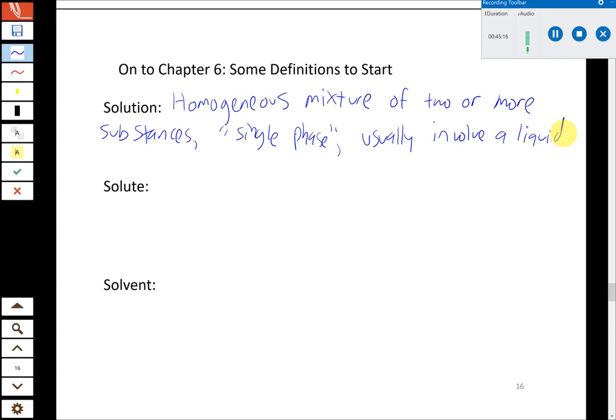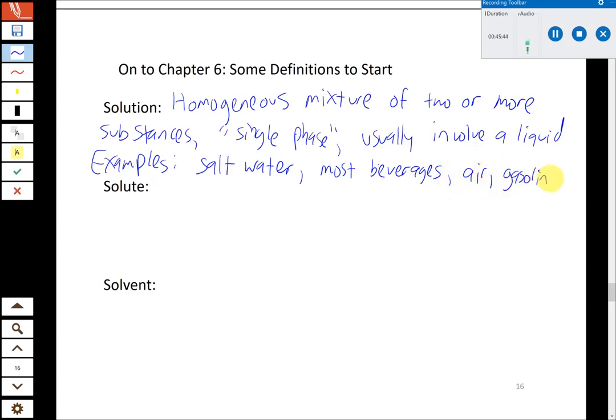All right, so there's some common examples of solution that I've already, in many cases, mentioned. So salt water is a very common example of a solution. Most beverages are solutions. If they're fizzy, if they have carbonation, they're not really a solution because you can see the gas bubbles mixed in with the liquid. But if it's a flat beverage, it's going to be typically a solution. Air, as we said, is a solution. Gasoline is a solution. Actually, gasoline is a mixture of several different things. So all of these are examples of solutions in our everyday life.